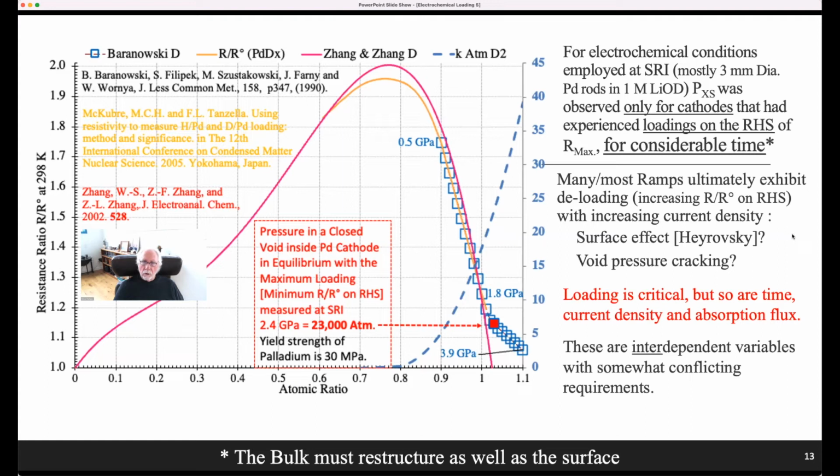Many or most ramps ultimately exhibit deloading. That is, you cannot do this over and over again. The electrode gets tired, the surface becomes sufficiently unsuitable, unsatisfactory, that loading cannot continue. This could be a surface effect. It could be void pressure cracking, which I'll speak to in a second. But loading is critical, but so are time, current density, and absorption flux, and these are interdependent variables with somewhat conflicting requirements.